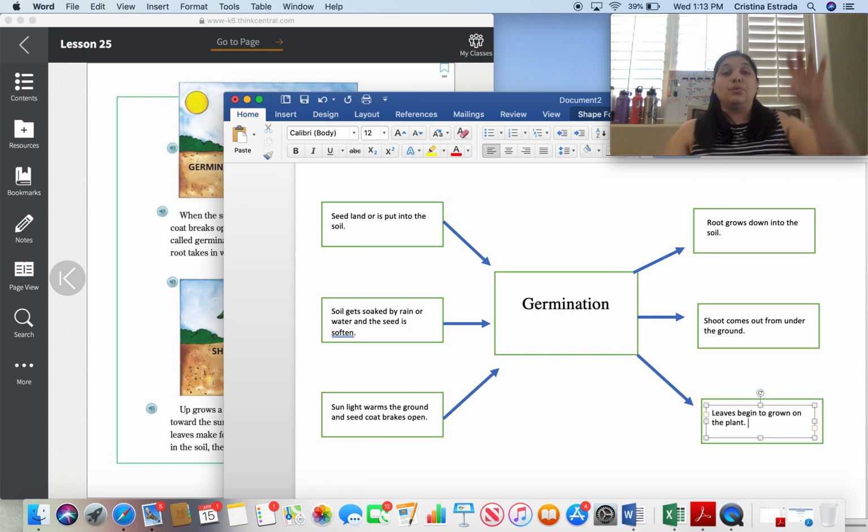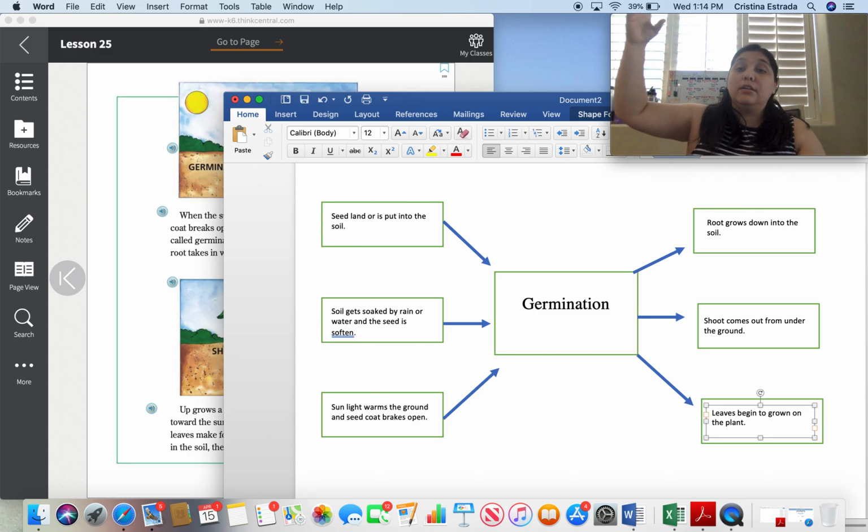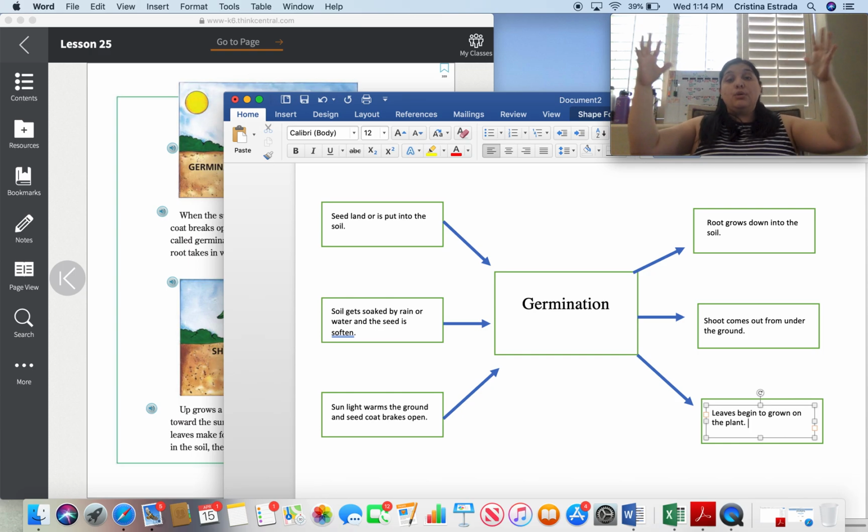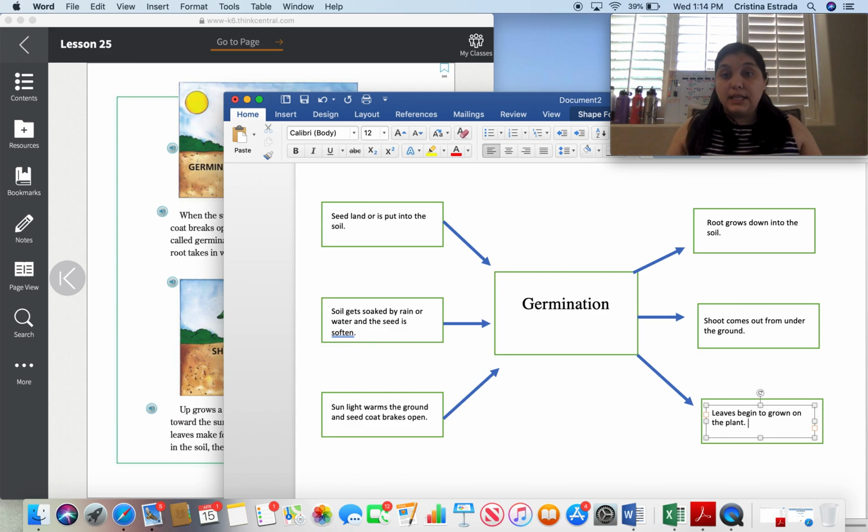And that's a flow. So the seed lands, it gets soaked in the rain, and becomes softened, and then the warm sunlight finally pops open that seed coat, which begins the process of germination, and that germination causes the root to grow down, a shoot to come up, and leaves to grow onto the plant. It keeps growing and growing, and then the process starts all over again because it'll create a flower. The flower will create more seeds, and more plants begin to happen.